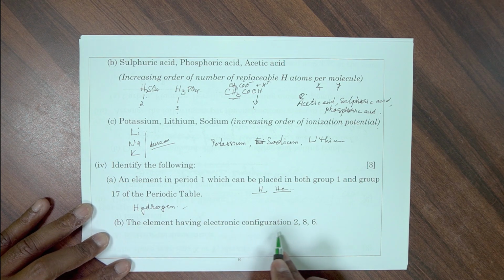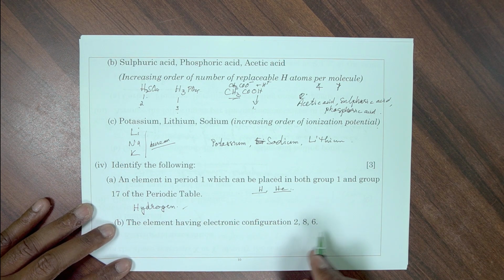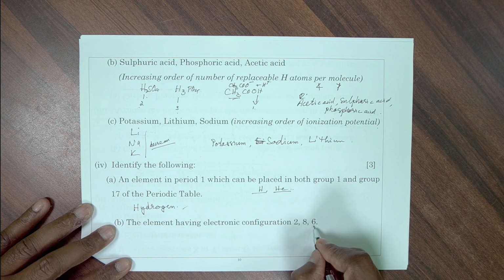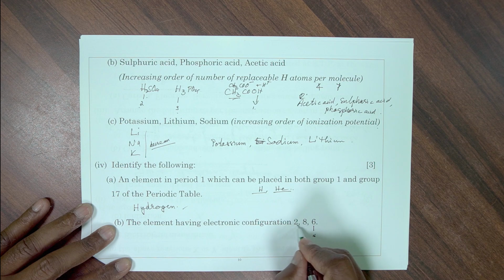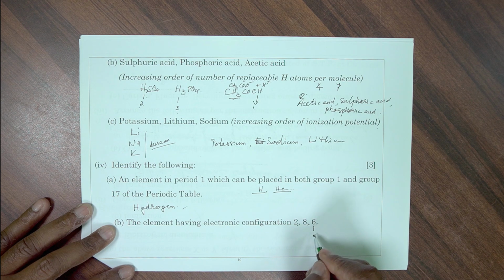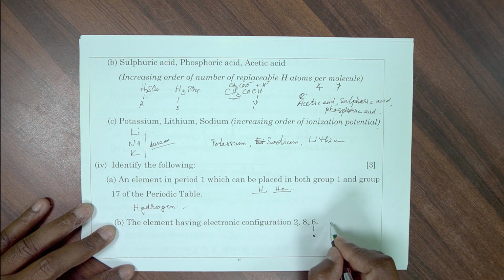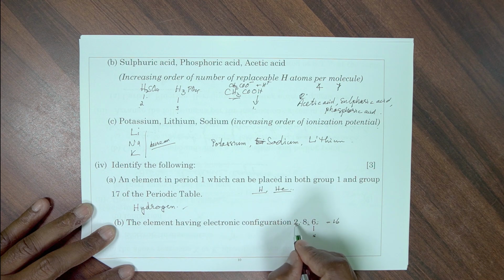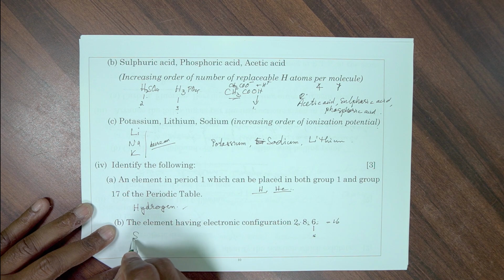B, the element having electronic configuration 2, 8, 6. 2, 8, 6 is in the 16th group and there are 3 orbits, so it is in the 3rd period. So what is the element? 2, 8, 6: atomic number will be 16. 2 plus 8 plus 6 is 16. Okay. So number of orbits, 3 orbits are there, 3rd period. Valence electrons are 6, so group 16. So it is sulfur.